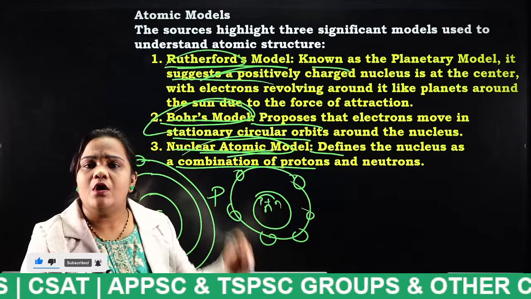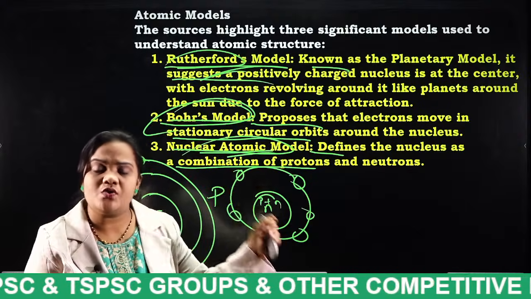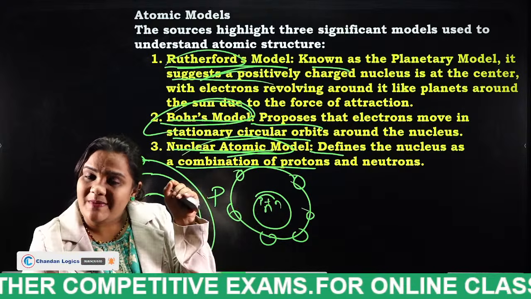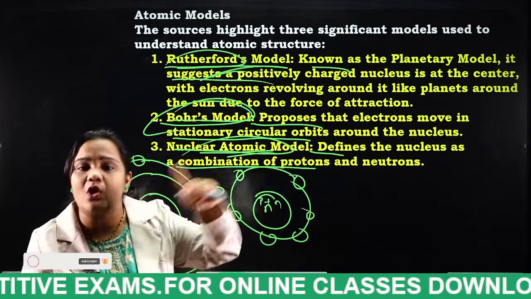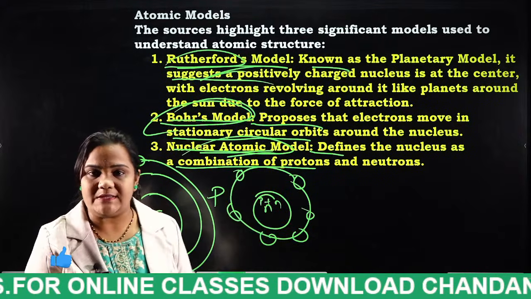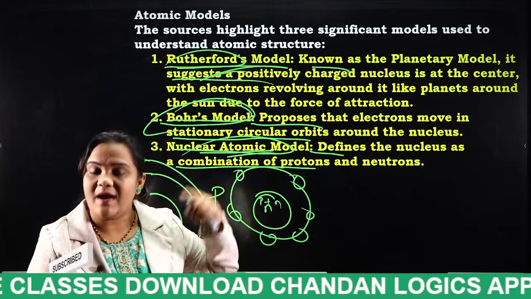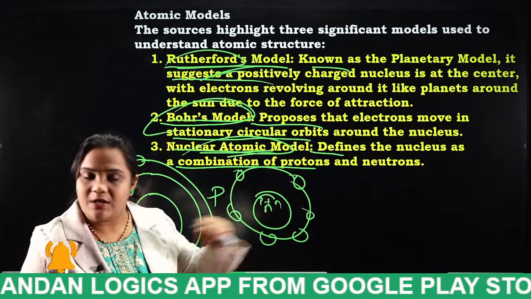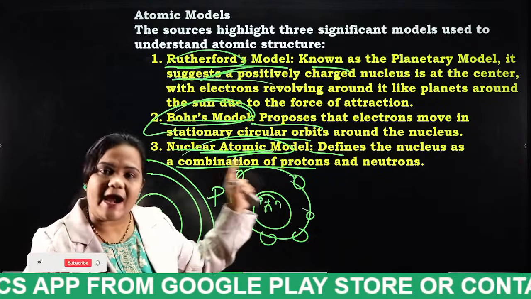For example, Rutherford's model, it is also known as the planetary model. What is happening there, students? The nucleus will be at the center and the electrons will revolve around that nucleus. How the planets revolve around the sun, in the similar way, these electrons will revolve around that nucleus. So, this is Rutherford's atomic model.